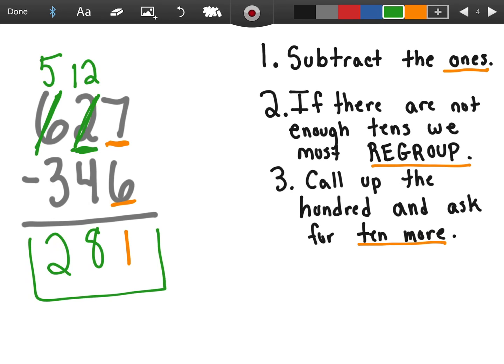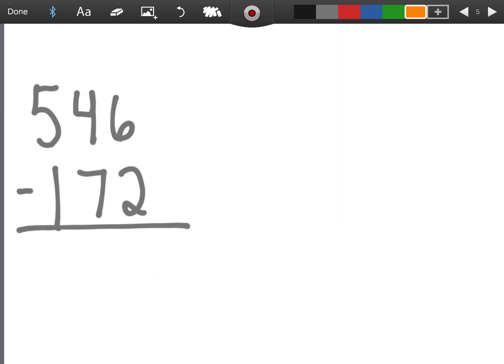So I followed these steps. First, I looked in the ones place and I was able to subtract the 1, so I got that. And then if there were not enough tens to subtract, I had to regroup. That's what we did, and then we called up the 100 and asked for 10 more, and then we were able to subtract. So let's try another one together.